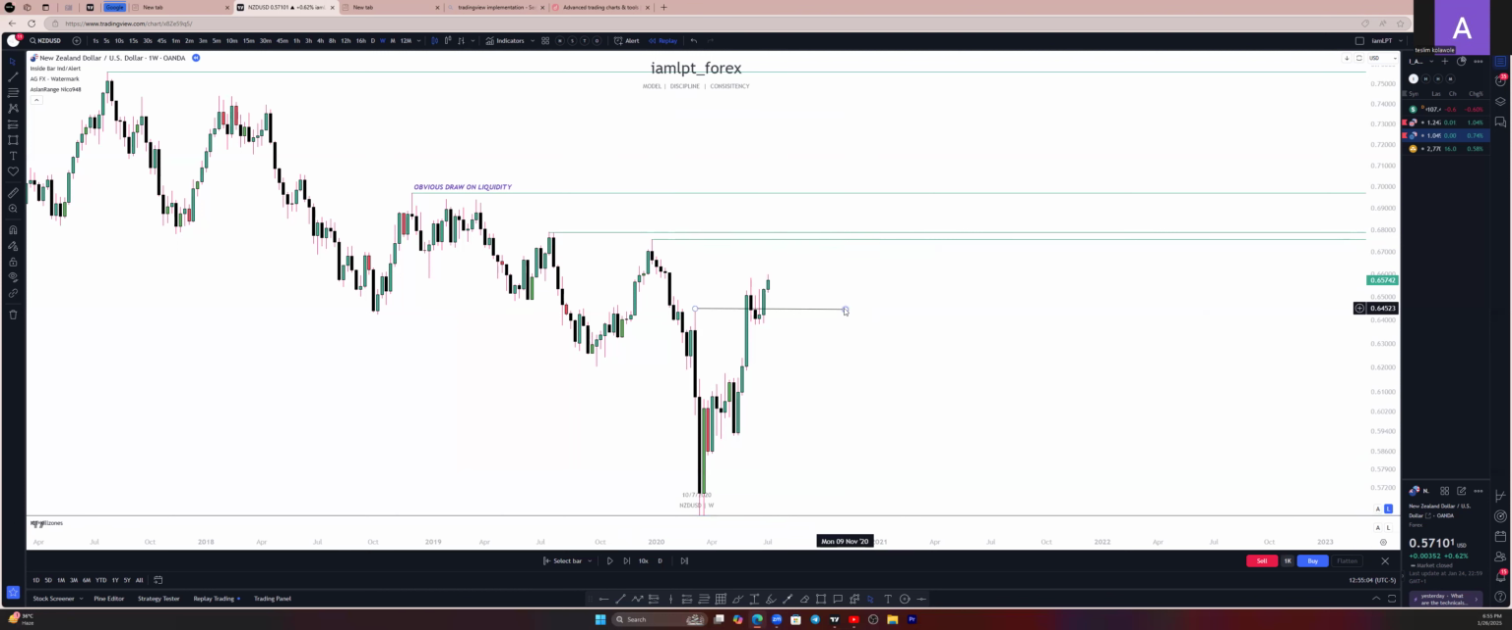Yeah, cool. So the market took this particular high, and we expect the market to definitely retrace back to internal, which is like a fair value gap or an imbalance. And we have this here.